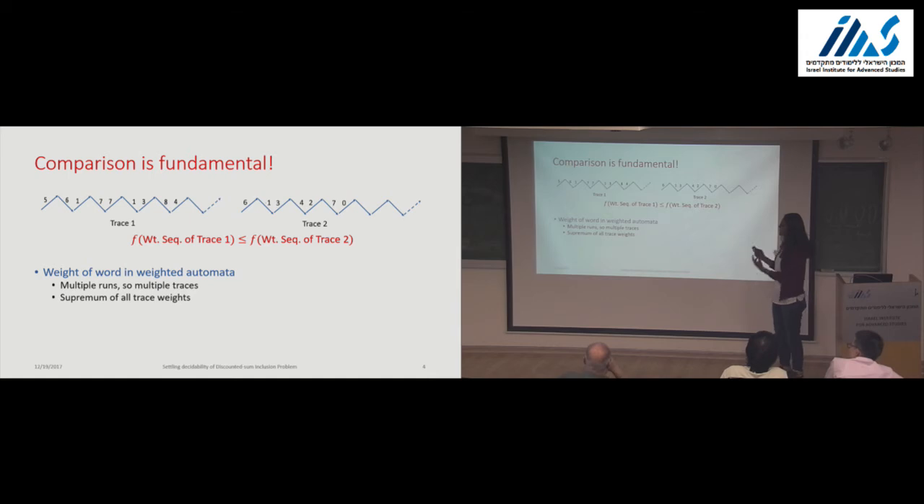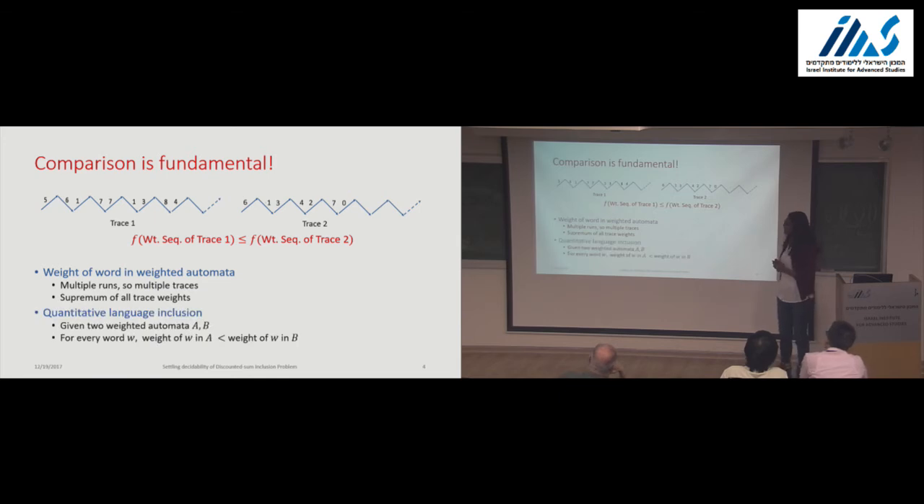Let's look at how a weight of a word in a weighted automata is defined. Well, because there's non-determinism, every word may have multiple runs, hence multiple quantitative traces, as a result of which there might be multiple values of the weights of traces. Which among those would pertain to the weight of the word? One way to go about it is by saying that the weight of the word is defined as the supremum of all the weights of its traces. So now that you're looking at supremum, you understand that the underlying fundamental is really that you're comparing the weights of these sequences. So comparison appears very naturally.